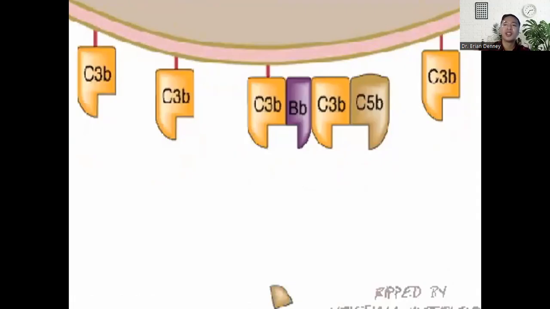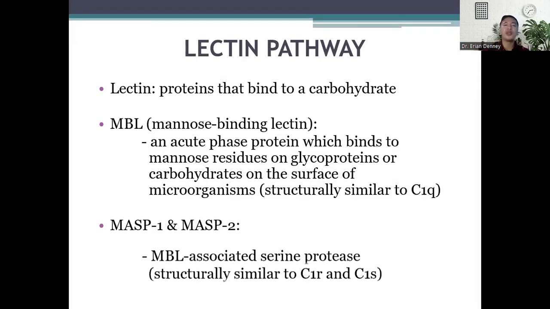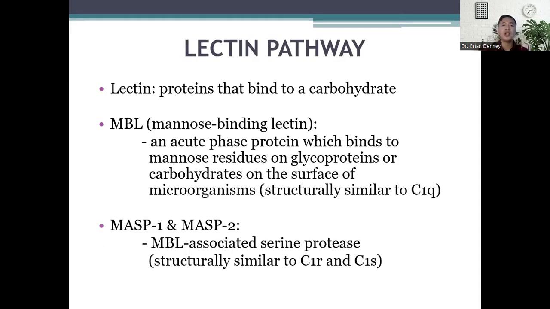Okay, so I hope you found that easier compared to the classical pathway. Now let's talk about your lectin pathway. Your lectin pathway is also known as your MBL pathway, or your mannose binding lectin pathway. So why is it called the MBL or mannose binding lectin pathway? It is because this complement protein actually binds mannose binding lectin. So it binds to the mannose found on the surface of microorganisms. Your mannose is actually a carbohydrate on the surface of your microorganism.